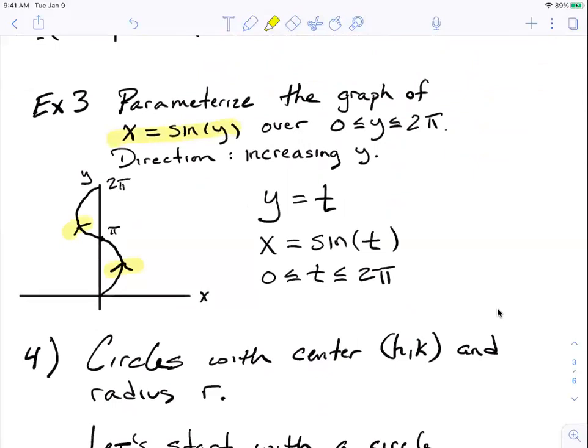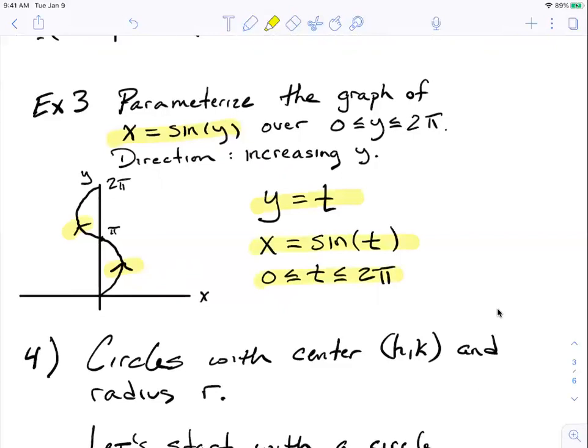And we can take advantage of the same thing. This time we just say, well, let y be the parameter, because that's the kind of independent variable, the driving variable. And then if x is the sine of y, you let x be sine of t. Take t in the right range, check it out.